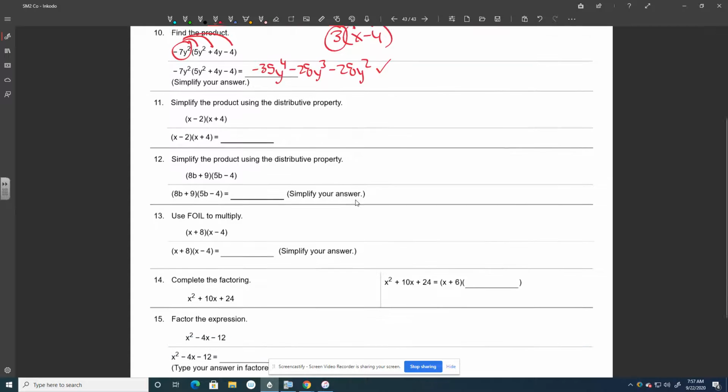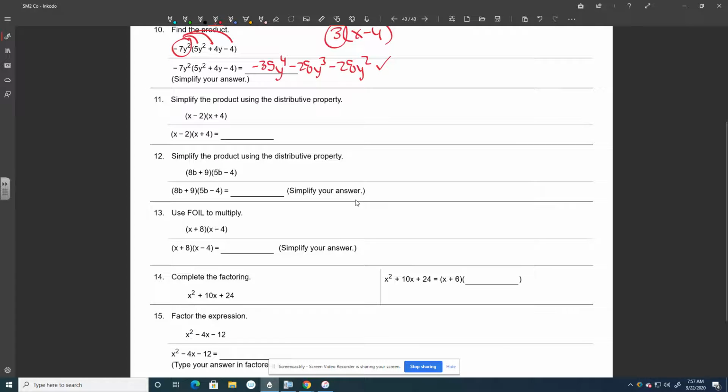Number 11, 12, and 13 are all the same thing. They're the box formulas because I've got to take everything in this parenthesis and it's being multiplied by everything in this parenthesis. So I take my box and I put x minus 2 on the top and I put x plus 4 down the side. X times x in this box becomes x squared. X times negative 2 becomes negative 2x. This box is 4 times x, which is 4x. This box is 4 times negative 8.